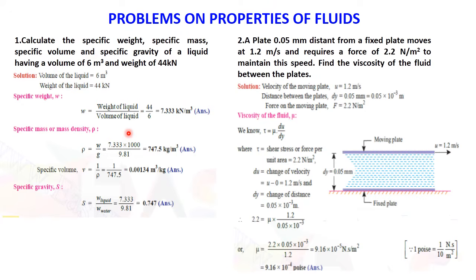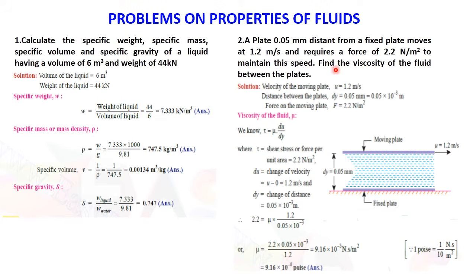Then going to the second problem now. The first problem was based on the actual properties of the fluids. Now in the second problem we are going to see the problems based on some values of viscosity. So here, see the question now, problem number 2. A plate 0.05 mm distant from a fixed plate moves at 1.2 meters per second and requires a force of 2.2 Newton per meter square to maintain this speed. Find the viscosity of the fluid between the plates.